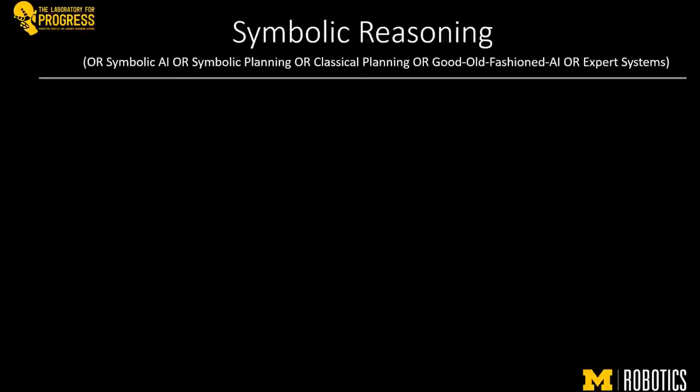About 2,500 years down the line, somewhere in the 1930s to 1950s, there was a field of study called symbolic reasoning that was brought up by AI researchers. This symbolic reasoning can also be called symbolic AI, symbolic planning, classical planning, old-fashioned AI, expert systems, or numerous other names.